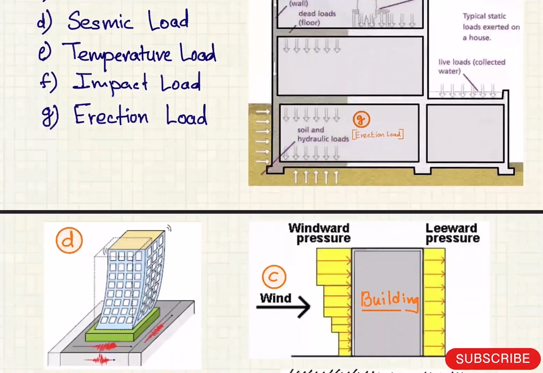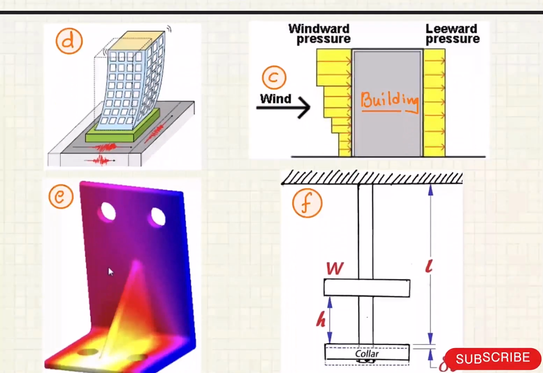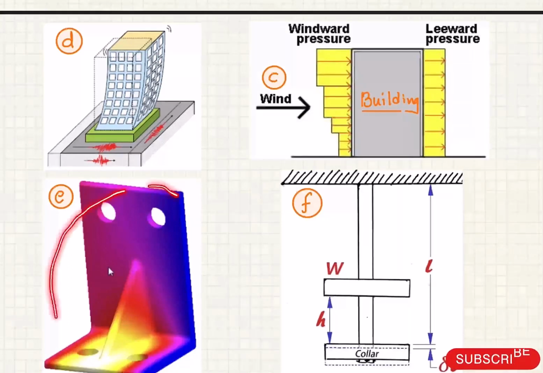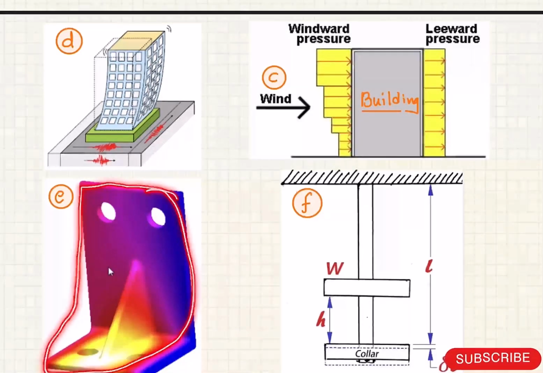Then the next load is a seismic load, which occurs due to earth pressure, or you can say earthquakes. Temperature load is caused because in the summer, when the building temperature increases, or some structural components which are very close to furnaces and very heat generating elements, those also get affected with the heat load.